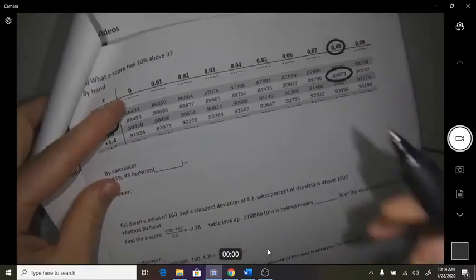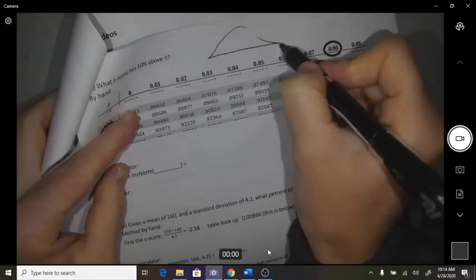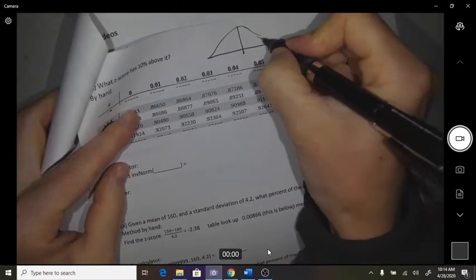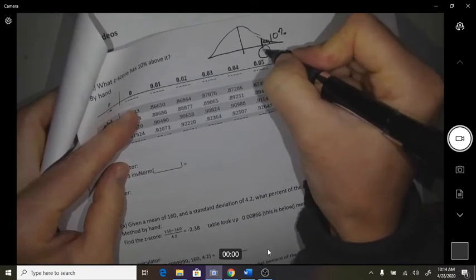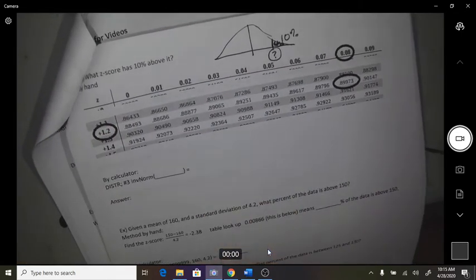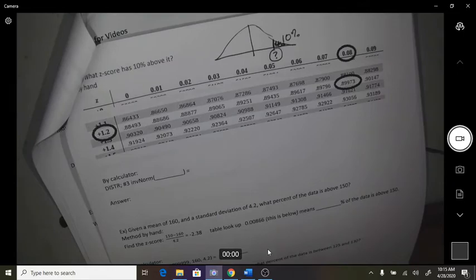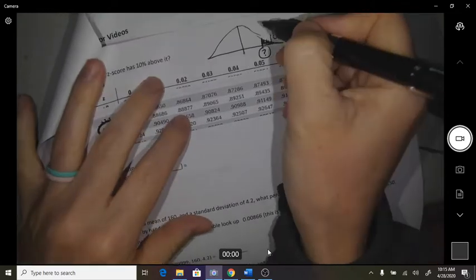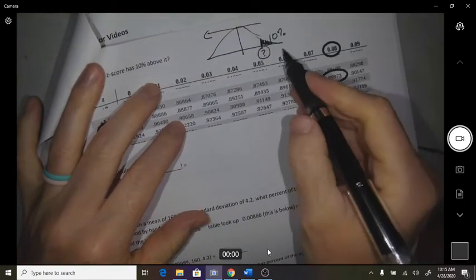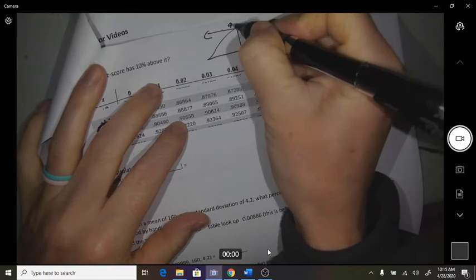Okay, what z-score has 10% above it? So if you think about where it would be located, this is what you're trying to find. 10% above what z-score? So I know it's way over there, right? Our calculator and our chart are not going to do the above. So it always talks about what's below. So if 10% is above you, what's below?